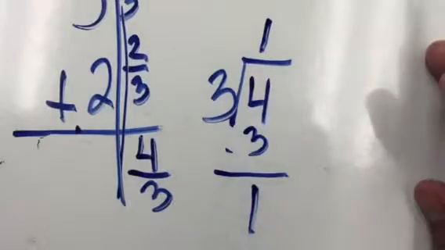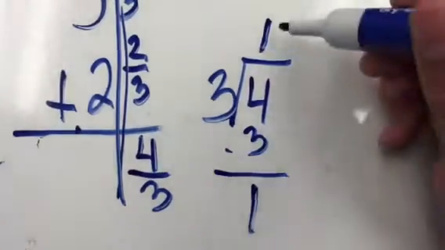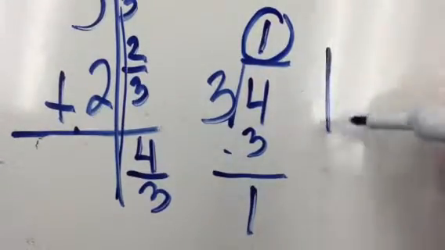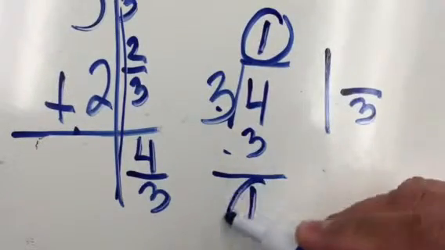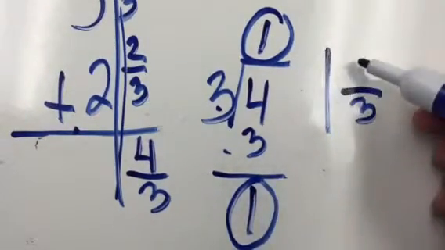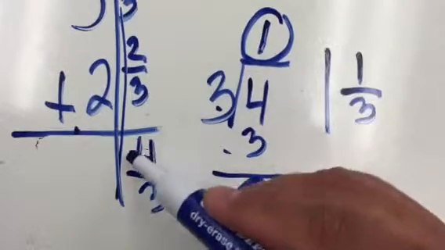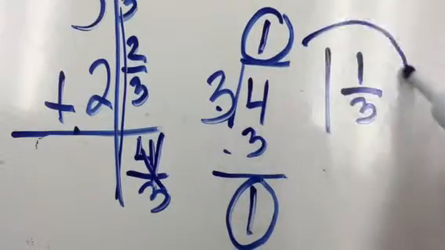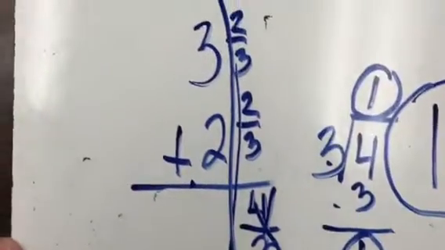So here I have the 3 numbers that will make up my mixed number. The number on top is always your whole number, which is going to be 1. The 3 is my denominator. And whatever you have left over, which in this case is 1, is my numerator. So my new mixed number from 4/3 is now this number, 1 and 1/3. That's my mixed number.